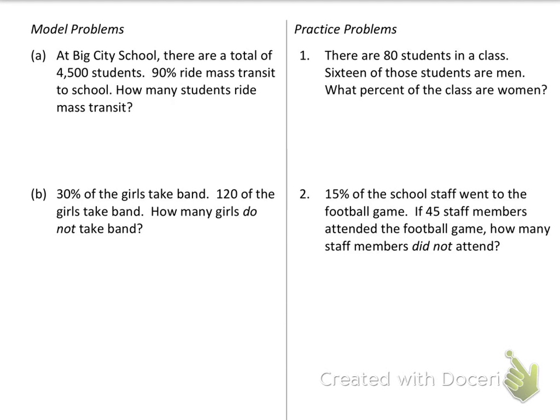So here's the thing about percentages: you always have your is over of, or your part over whole, and your percent is always out of 100, or for the most part, it's always out of 100. So we have 90 over 100 equals is over of 4,500 students. That's my total of, so this represents my total students. And this is how many ride mass transit.